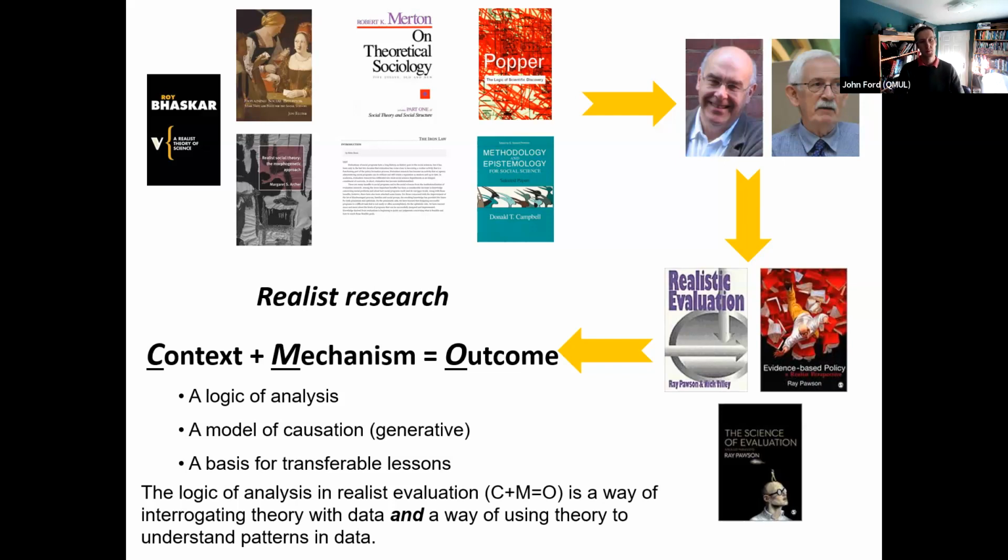The CMO part is a specific type of causation called generative causation, where in one particular context it triggers a mechanism which generates an outcome. So it's this particular logic of causation, and the idea is to try and produce these mid-range theories which are then transferable. So it's not just specific to one topic or area or context, but actually it's transferable evidence.